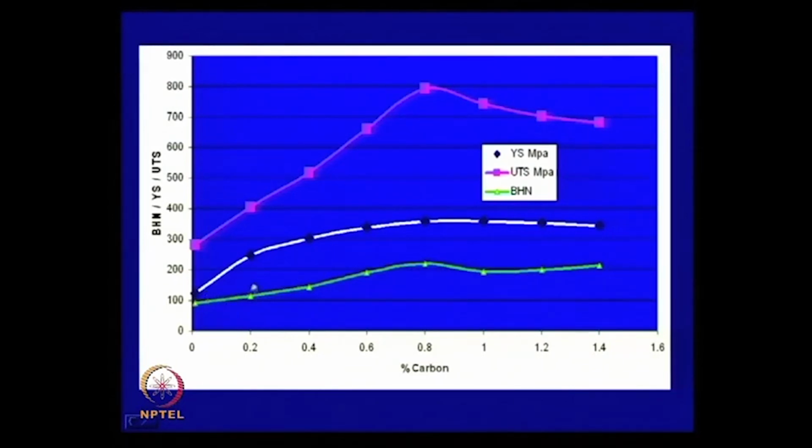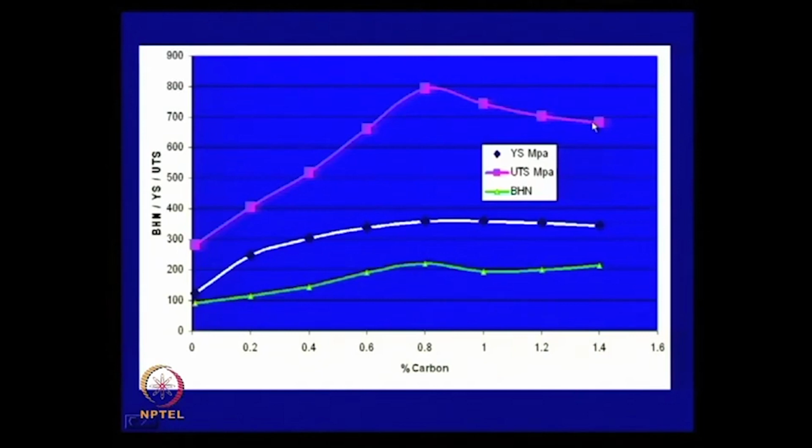This is yield strength, more or less at 0.8% it becomes maximum, and this is the UTS. Here also, around 0.8% it becomes maximum.